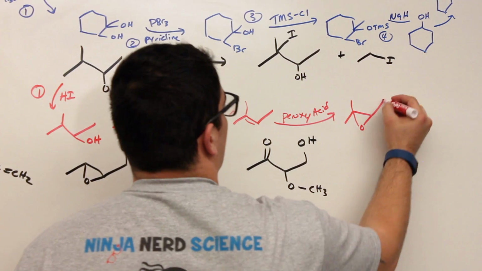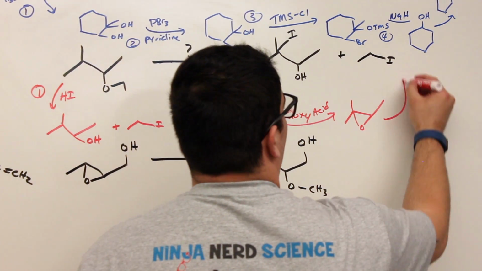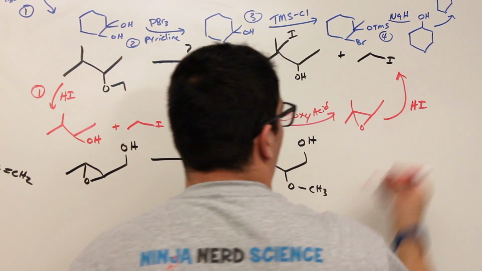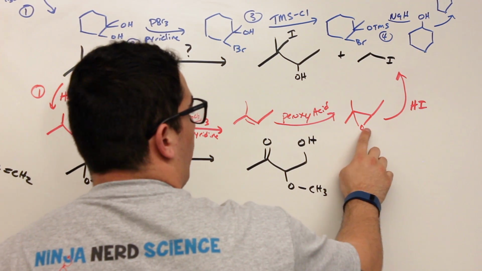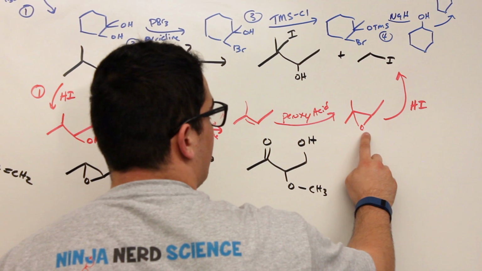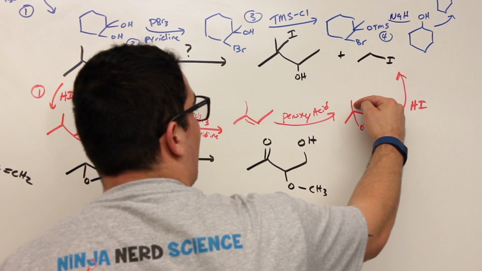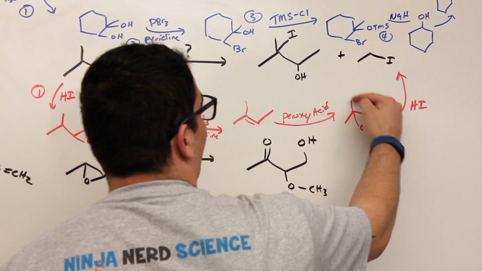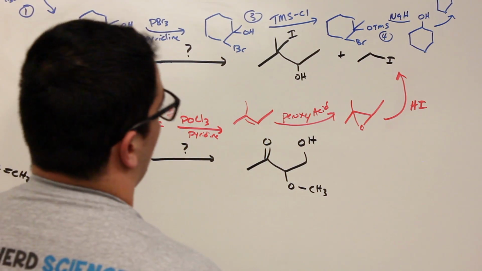Okay, so what would this result in? If I reacted this with HI, again, remember, O will pull the hydrogen. When he does that, you'll have that little positive charge on the oxygen. The iodine will come in and attack that carbon right there, and what do you get? You get this product. Okay?